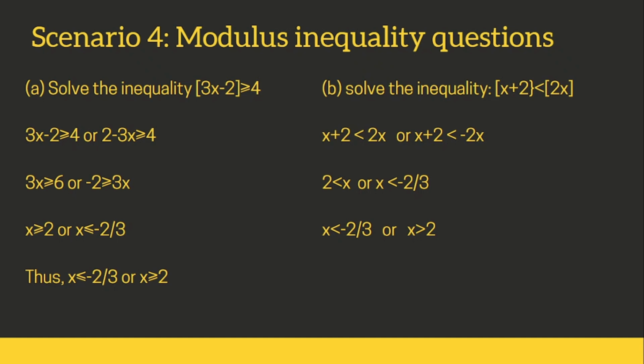And likewise, for the other question, you have x plus 2 is less than 2x. So you have the two scenarios, less than 2x or greater than 2x. Oh, sorry. x plus 2 is less than 2x, or x plus 2 is less than negative 2x. So in this case, 2 will be less than x, and x will be less than minus 2 over 3. So that's your answer.